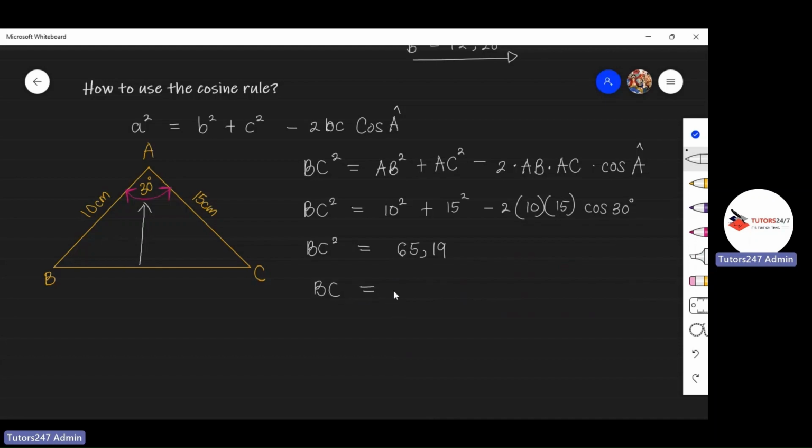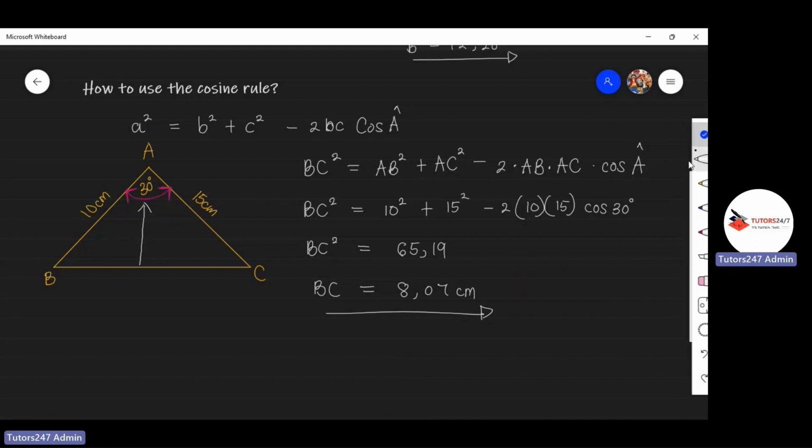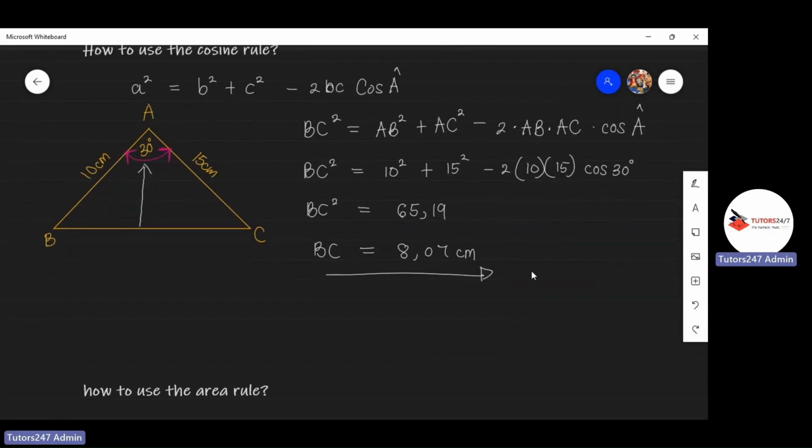If we were to square root 65.19, we would end up with 8.07. And keep in mind, our unit of measurement is centimeters. So we have now found the length BC as 8.07 centimeters. Let us now move on to our area rule.